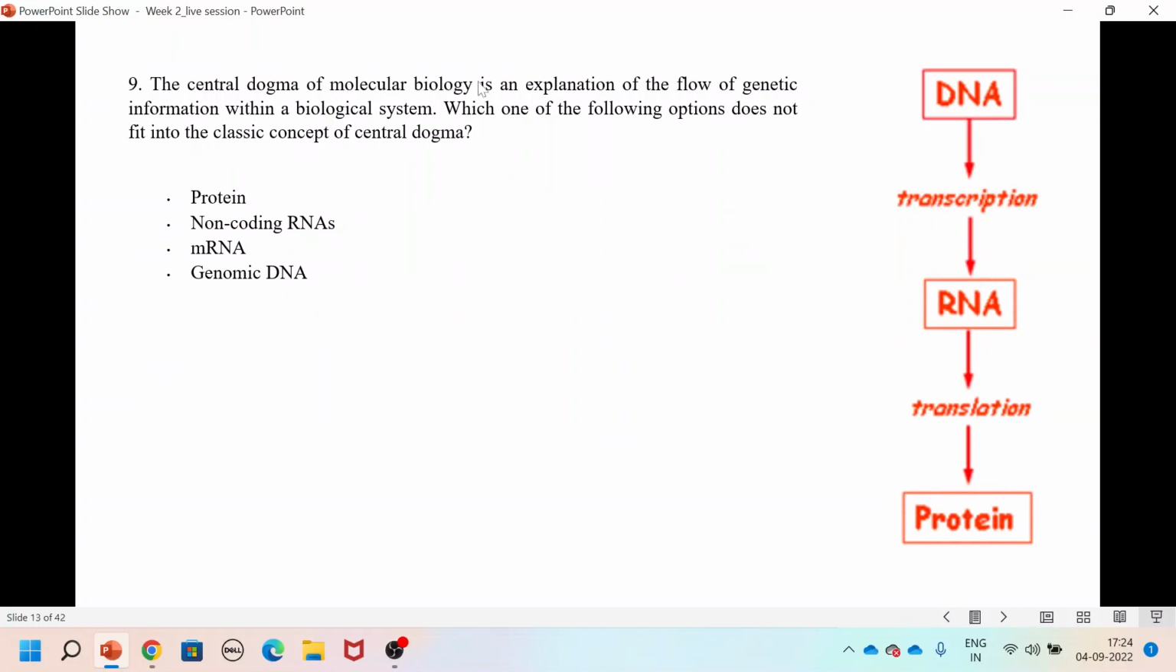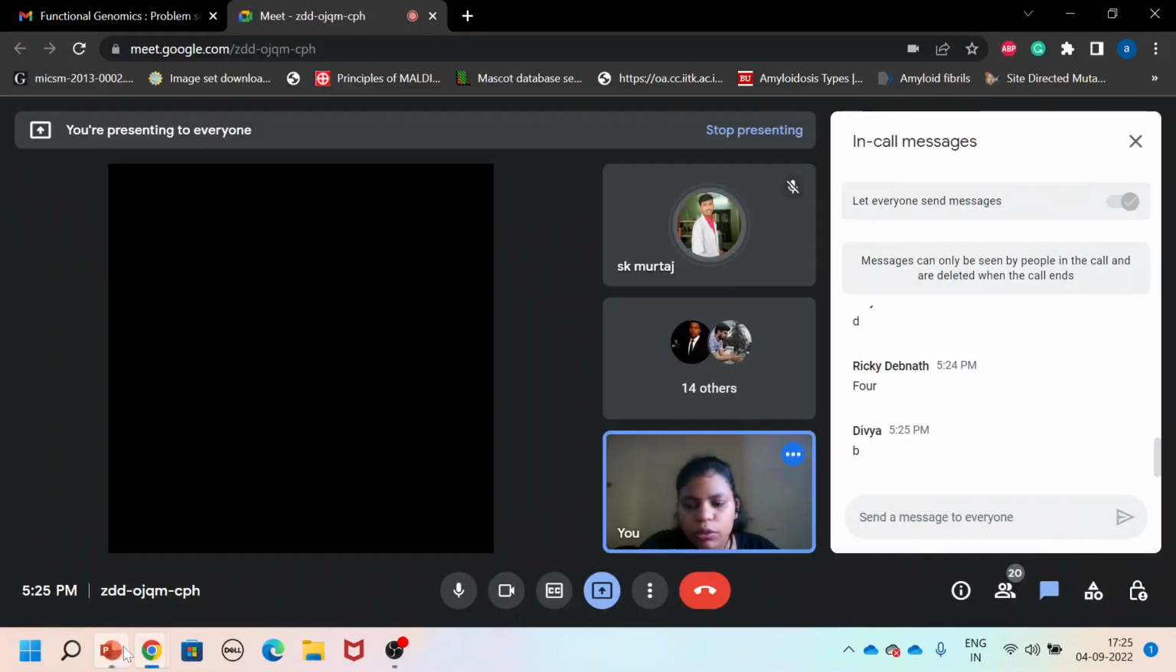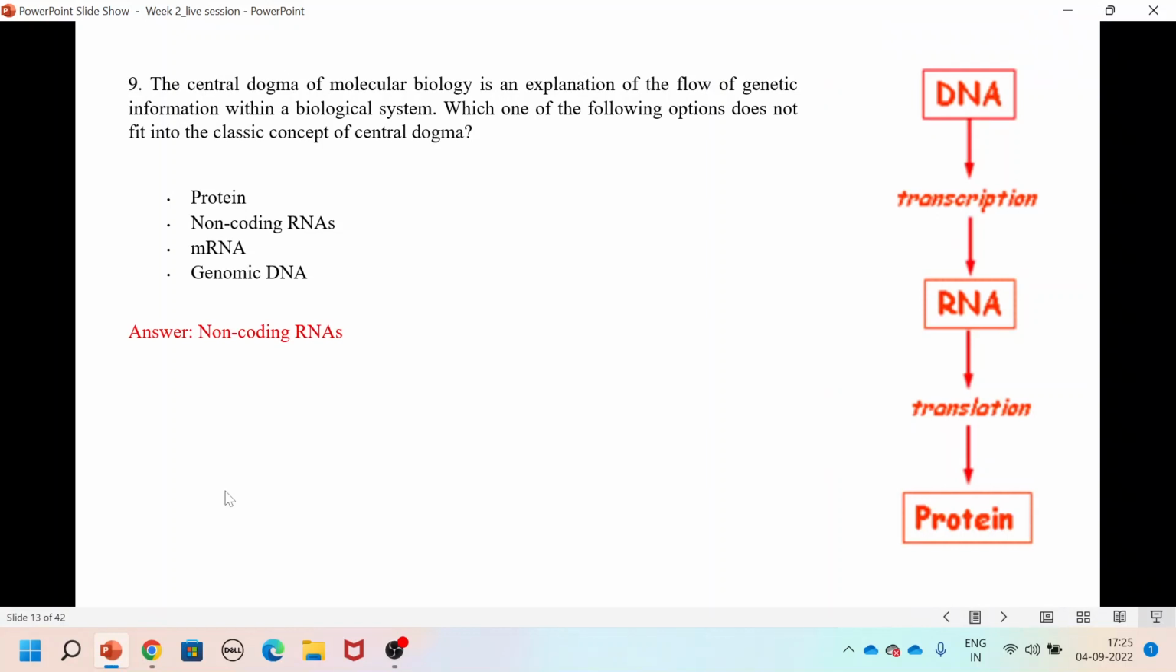The central dogma of molecular biology is an explanation of the flow of genetic information within a biological system. Which one of the following options does not fit into the classical concept of the central dogma? Option A, protein. Option B. Anyone else who would like to answer? Okay, the correct answer is the non-coding RNAs, as the classical concept of the central dogma talks about the DNA getting transcribed into the mRNA, which are the coding RNAs, and this messenger RNA then translates into the protein. So the central dogma of molecular biology does not talk about the non-coding RNAs.